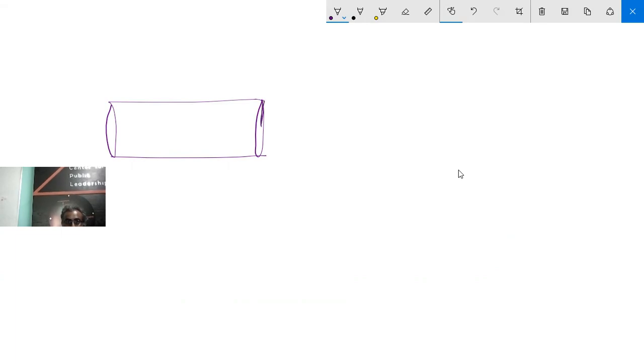This is R, same R. Again, this is R. This is H. This is also R. And the length of the entire capsule is 12 mm.